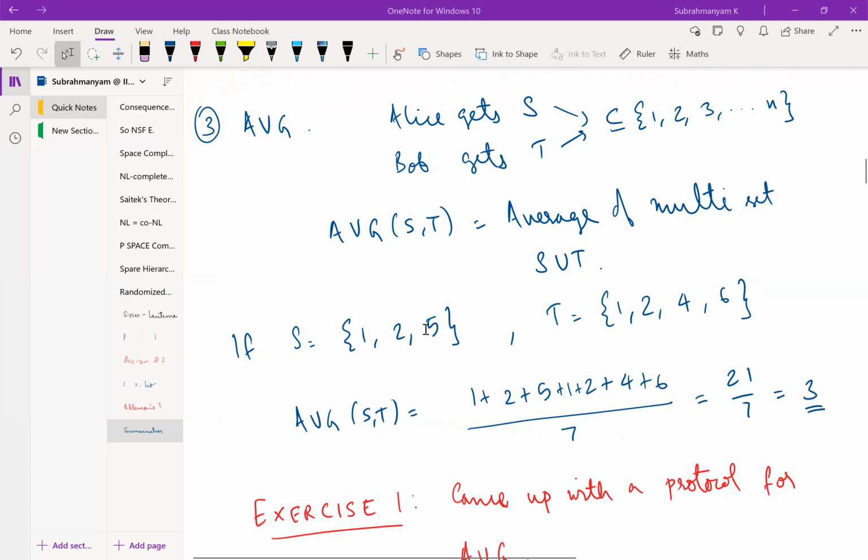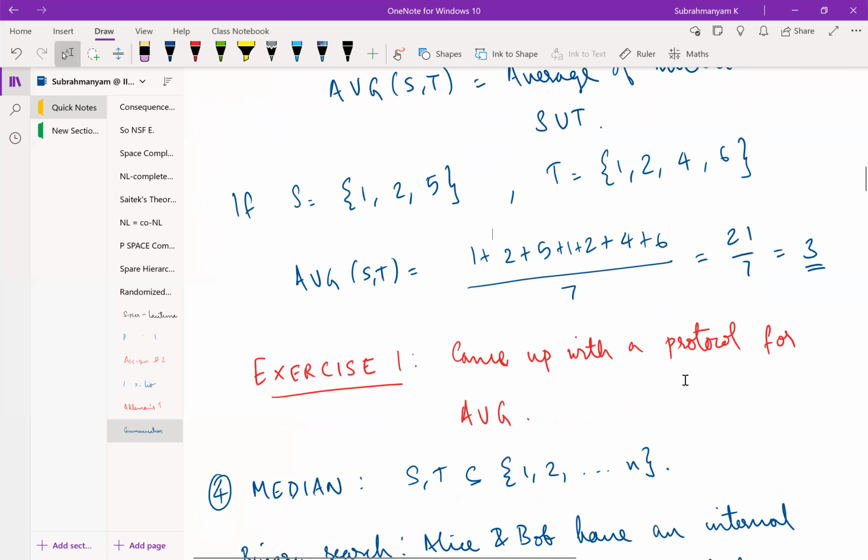So if, for instance, S is 1 to 5 and T is 1 to 4, 6, then the multiset has 1, 1, 2, 2, 3, 3, 4, 4, 5, 6. The elements 1 and 2 appear two times because each appears in both sets, while 4, 5 and 6 appear only once. The average of this multiset is the sum of the elements divided by the total number of elements. You can easily count: this is 6 plus 15, which is 21, divided by 7. So the average for this is 3. This is an exercise. Please come up with the protocol for average.